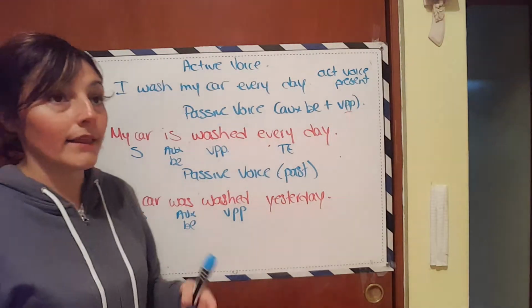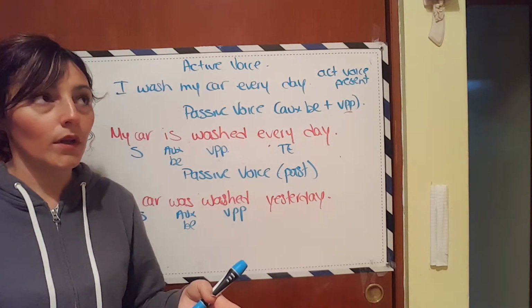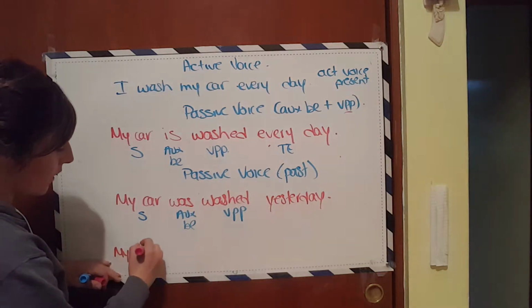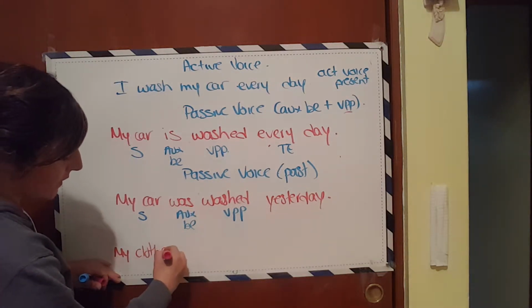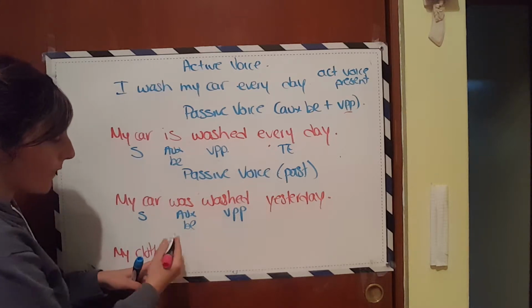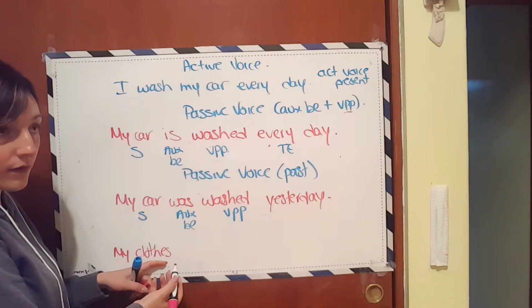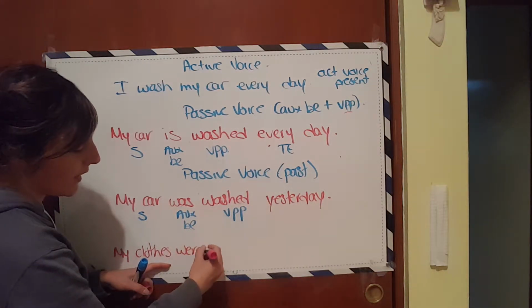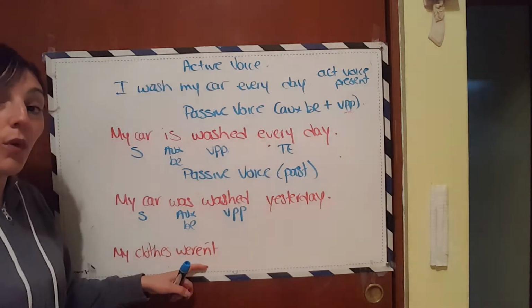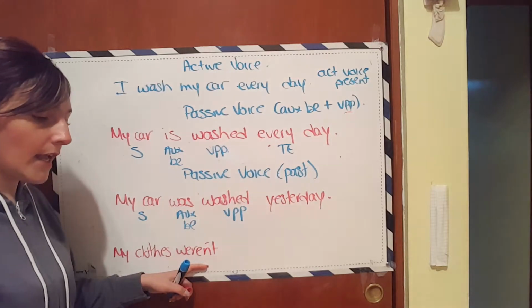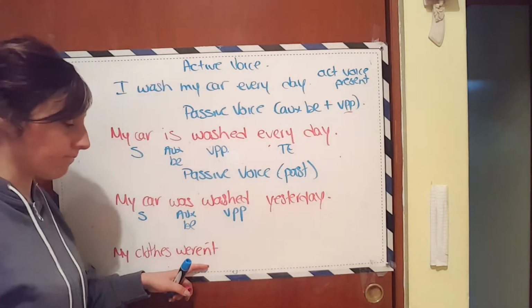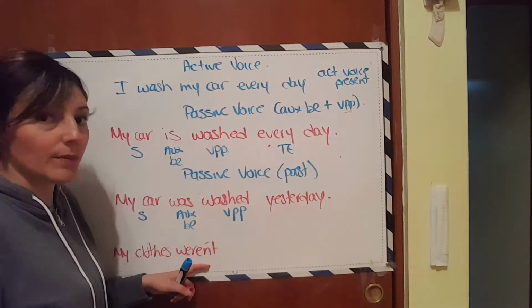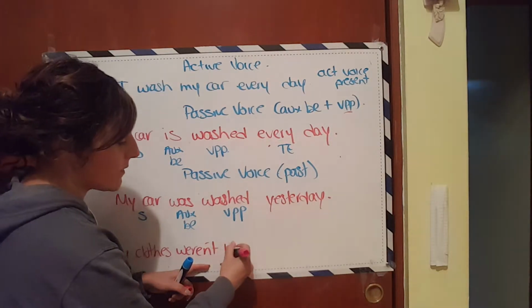Let's do a negative example and in plural. You know, my clothes was or were? Were, because it's plural. But in this case, let's use a negative. My clothes weren't. And let's talk about buy, no? And what is the past participle of buy? Well, that is bought.